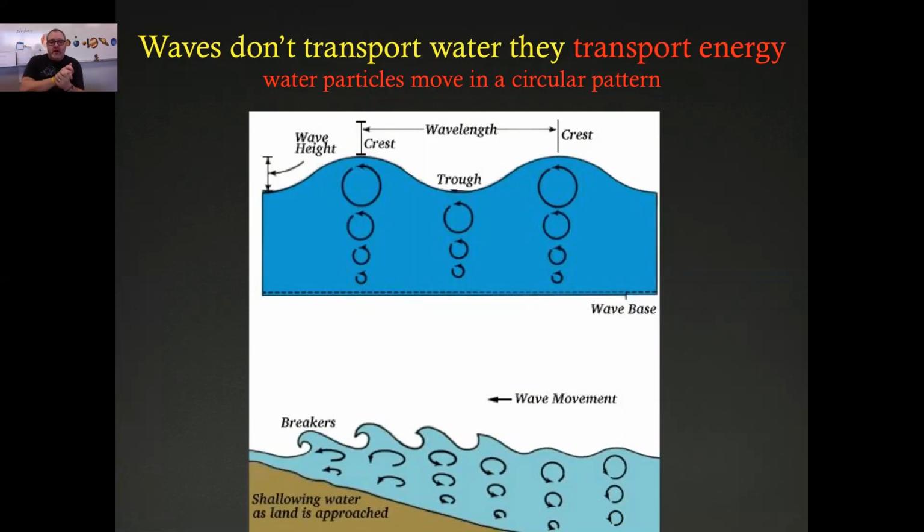Okay, one very important thing to keep in mind or to understand is that waves don't transport water from one location to another. Do they move a little bit? Yes, of course they do. They move in a circular kind of pattern, as we can see here. But generally speaking, waves aren't what's moving the water. It's friction from the air pushing on it that's moving the water, okay?